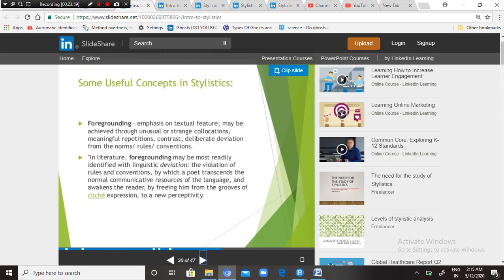In literature, foregrounding may be most readily identified with linguistic deviation, the violation of rules and conventions by which a writer and a poet transcends the normal communicative resources of the language, and awakens the reader by freeing him from the groove of cliche exploration to a new perspective.